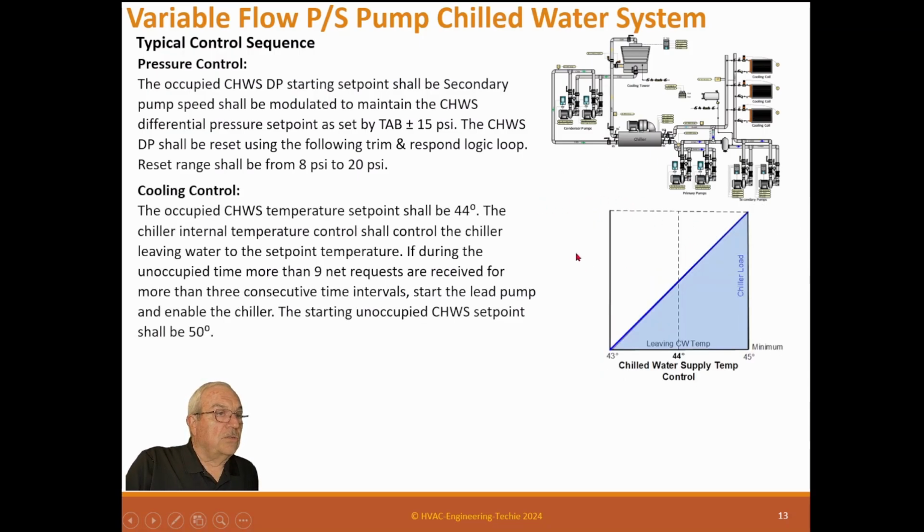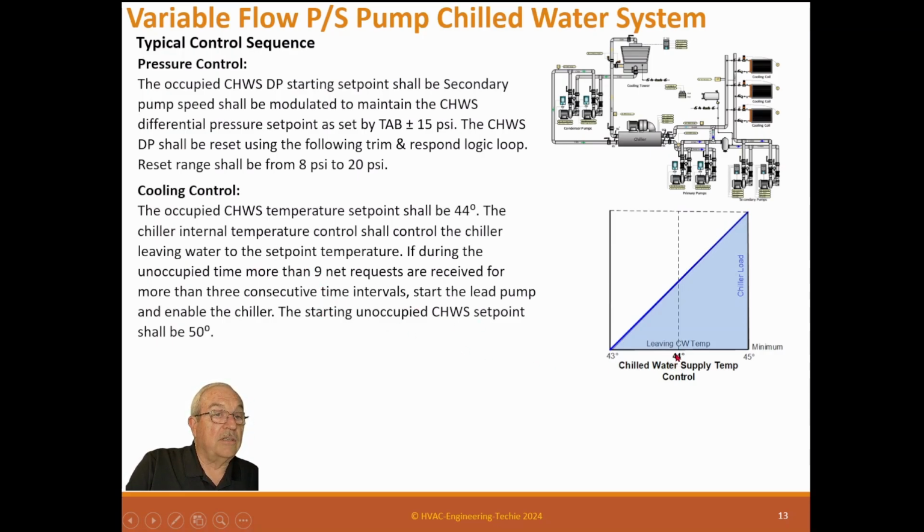All right, cooling control. The occupied chill water supply temperature set point should be 44 degrees. The chiller internal temperature control shall control the chiller leaving water to the set point temperature. If during the unoccupied time more than 9 net requests are received for more than 3 consecutive time intervals, start the lead pump and enable the chiller. The starting unoccupied chill water set point should be 50 degrees. Now you can make it much longer than that. You can make it 20 net requests or something. You can make it so it's different. That's up to you. It's resettable.